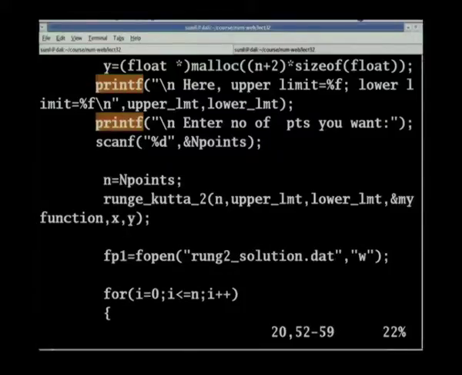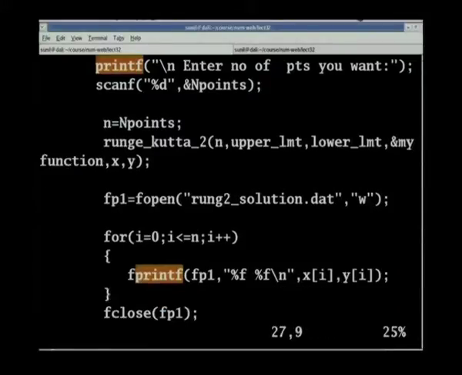Now this program should return to us the x and the y, that is, the function value evaluated at x, given the number of points, the upper limit, the lower limit, and a pointer to the function which gives the right hand side of my differential equation y prime equal to f of x y. Then I would print out the solution into a file called Runge 2 underscore solution dot dat.